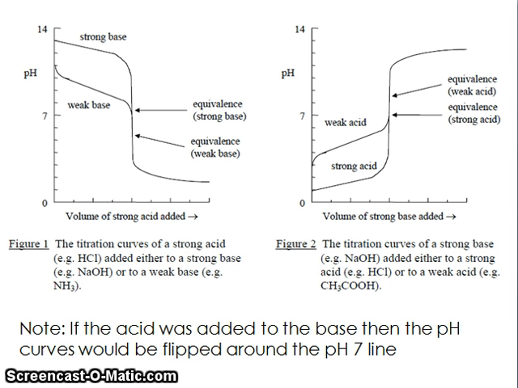Okay. Now, if the acid was added to the base, then the pH curves would look a similar shape, but they'd be flipped around the pH 7 line.